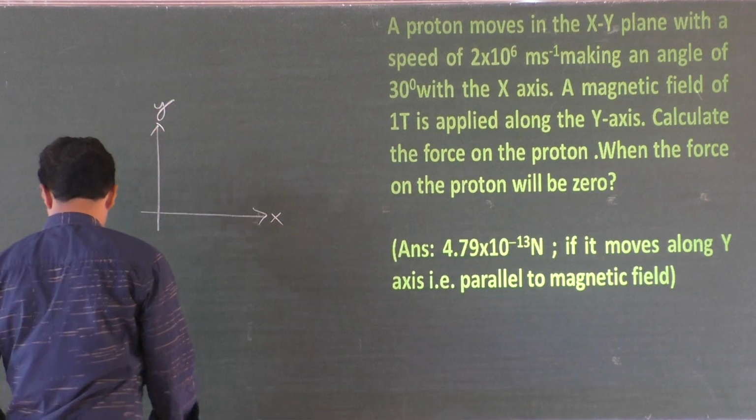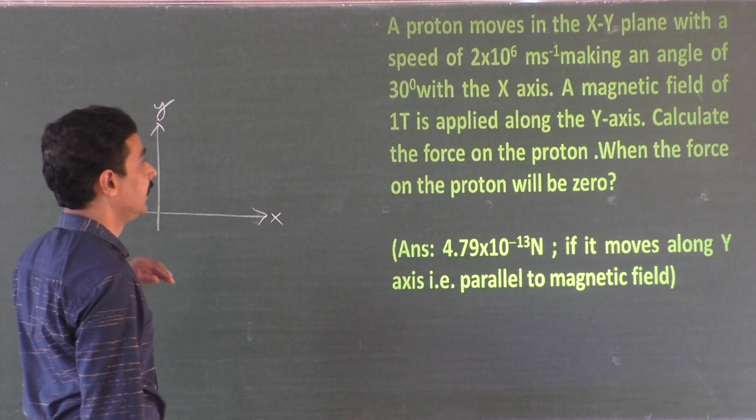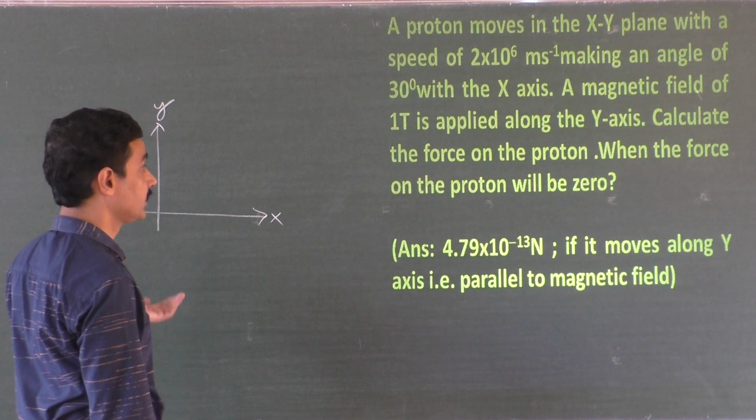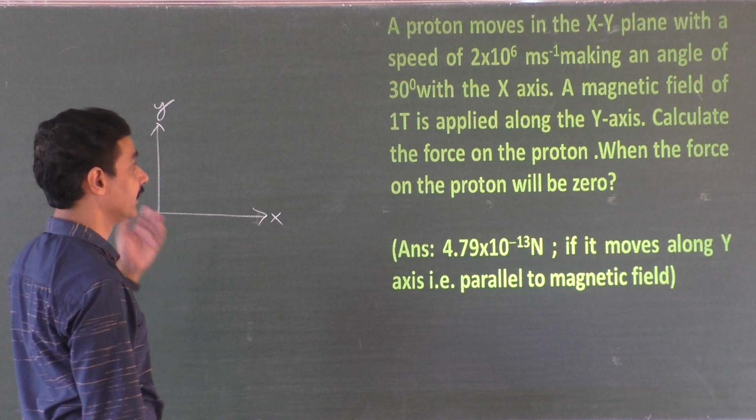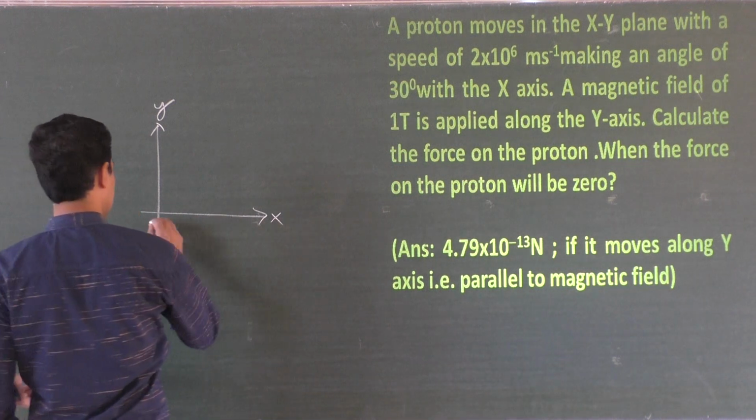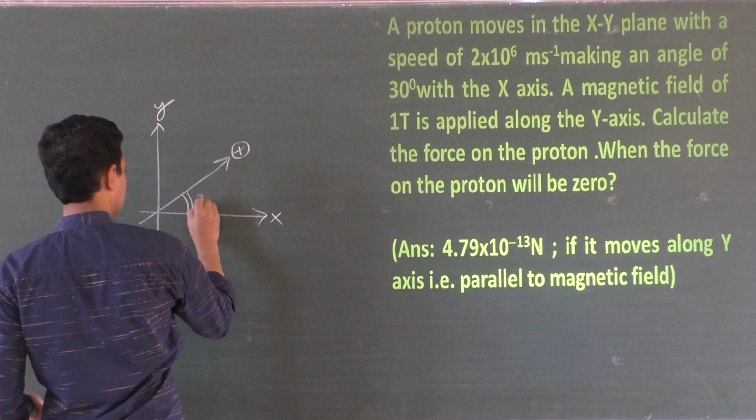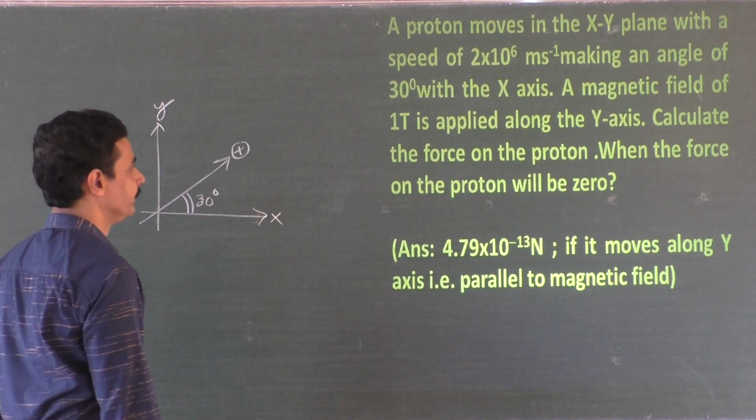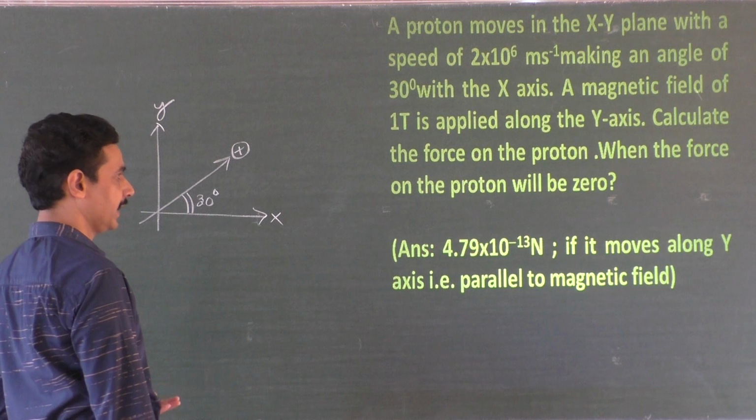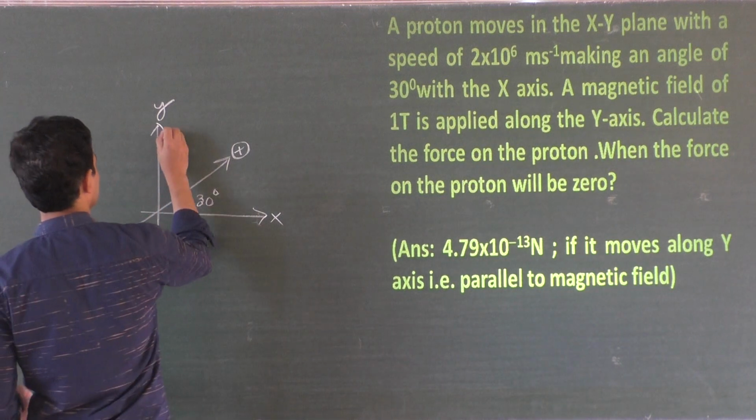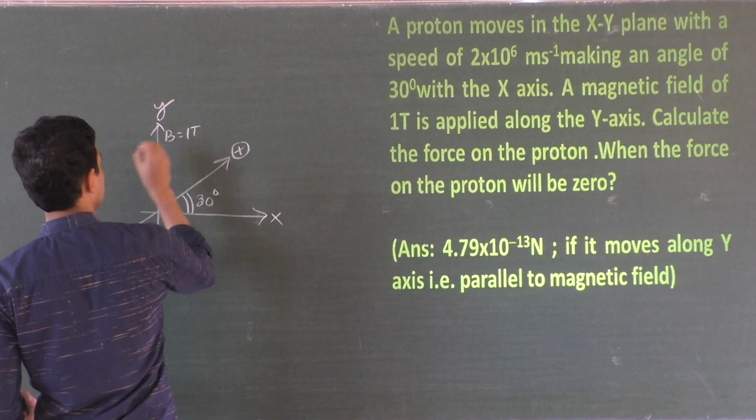A proton moves along the xy plane with a velocity of 2 × 10⁶ meters per second, making an angle of 30 degrees with the x-axis. This is the direction of the proton, 30 degrees with the x-axis. But where is the magnetic field? A magnetic field of 1 Tesla is applied along the y-axis. So here is B. B is equal to 1 Tesla in this direction.